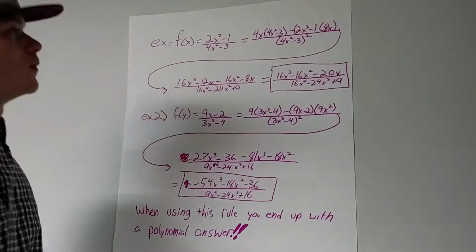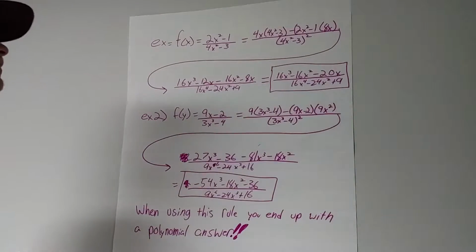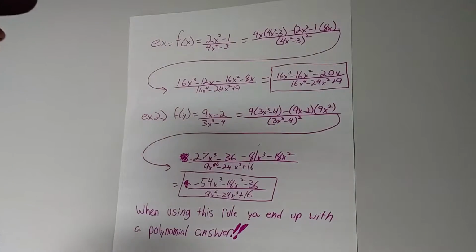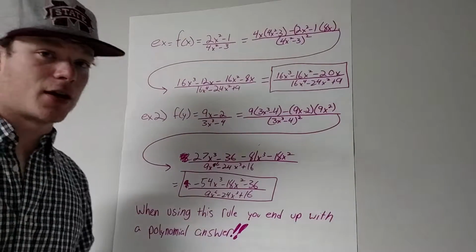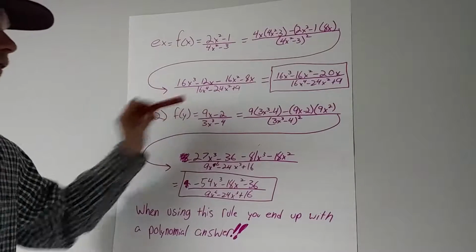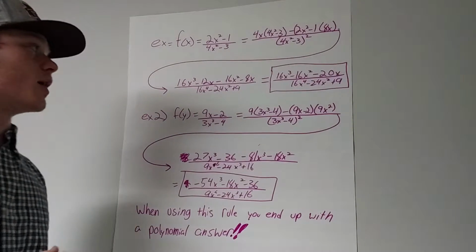Then you multiply all that out. It gives you 16x cubed, my apologies, minus 12x minus 16x squared minus 8x, all over 16x to the fourth minus 24x squared plus 9.